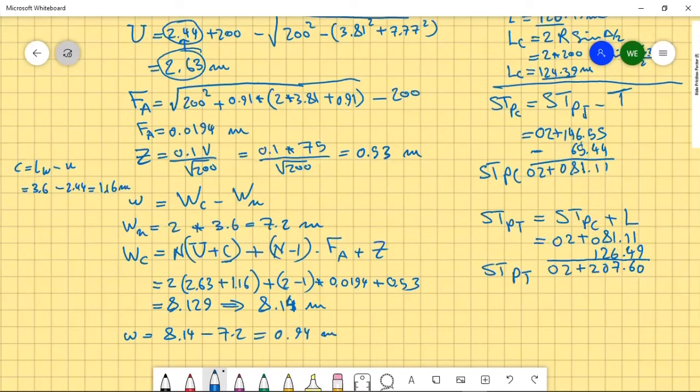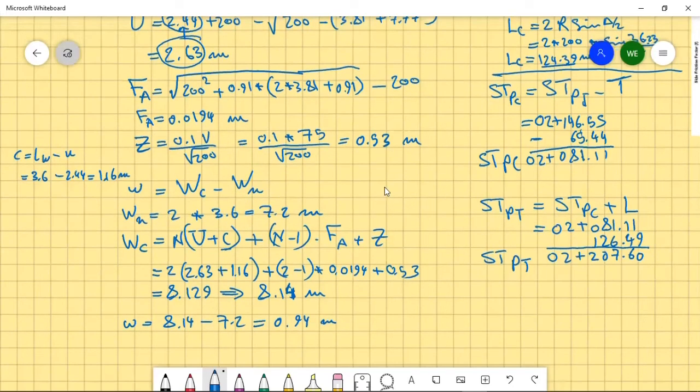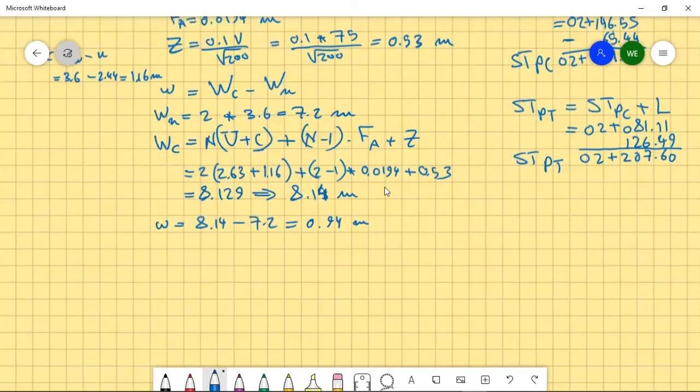So this will be 0.94 meters. So the travel way on the curve will increase by 94 centimeters. Okay. In other words, each lane will increase by 47 centimeters. So that means lane width on the curve will be 8.14 divided by 2 equals 4.07 meters. Any questions so far?